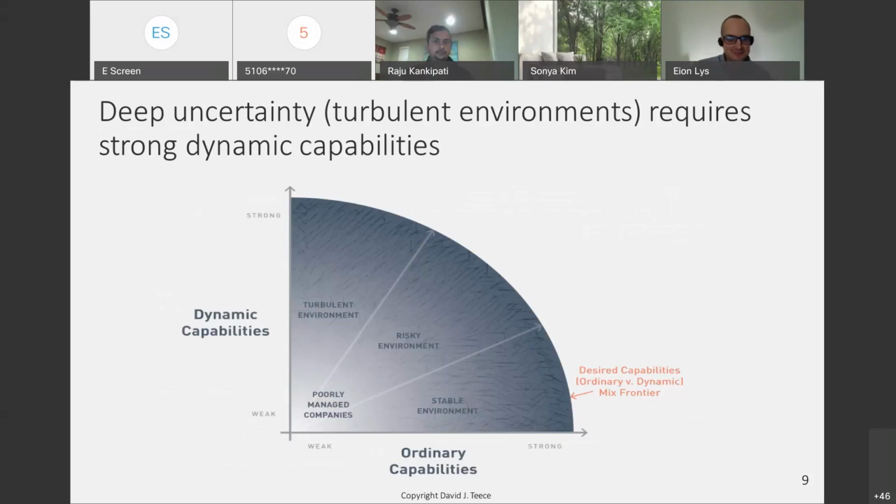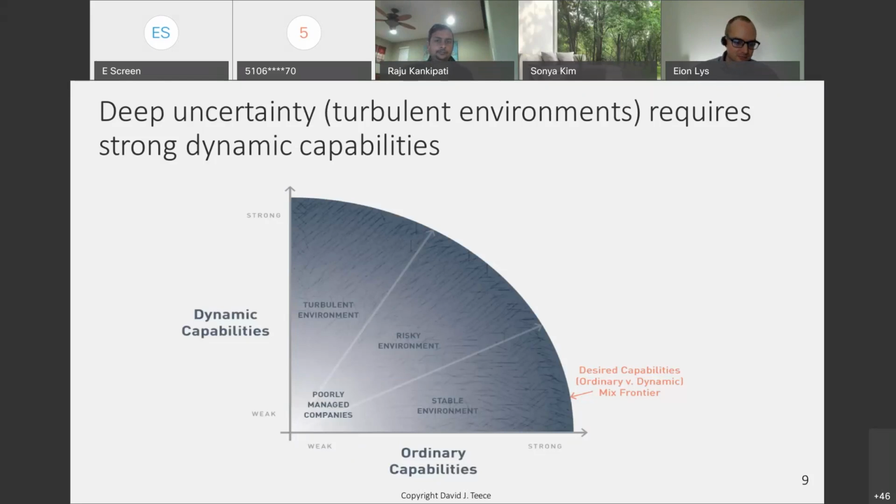There we go. All right. So this is how I like to tease people. What I've got here is ordinary capabilities and dynamic capabilities. So you could position a company according to the strength of their ordinary capabilities and the strength of their dynamic capabilities. And in some environments, it's more critical to have strong dynamic capabilities than others. If you look at this chart, if you're in turbulent environments, that's where you need strong dynamic capabilities. And if you're in stable environments, that's where you can maybe get by with strong ordinary capabilities. And if you're in the middle, just sort of normal risk, then you need some of each.